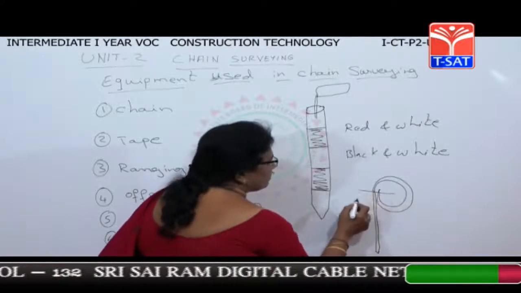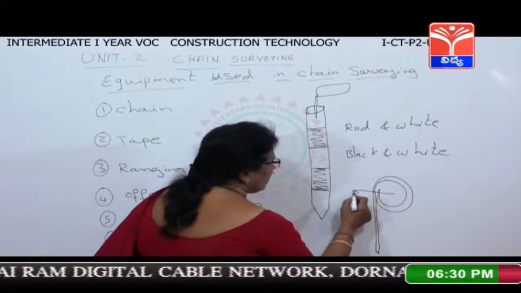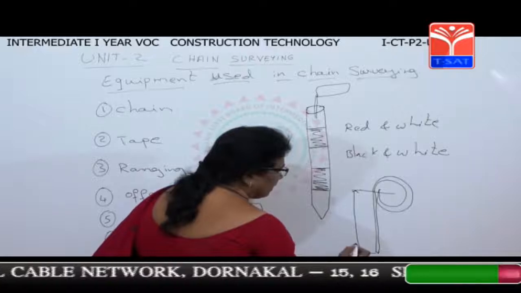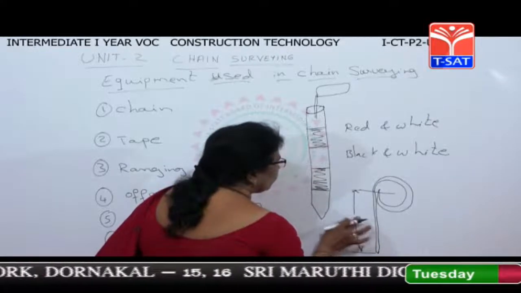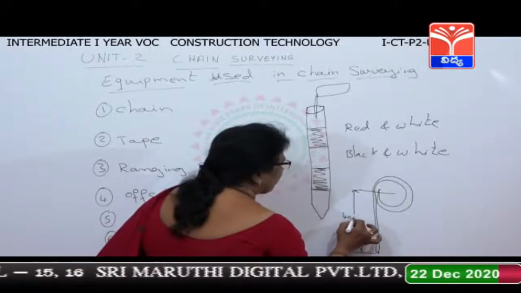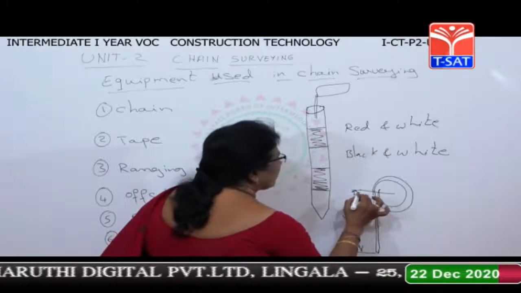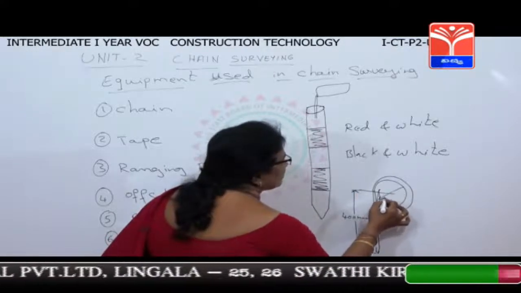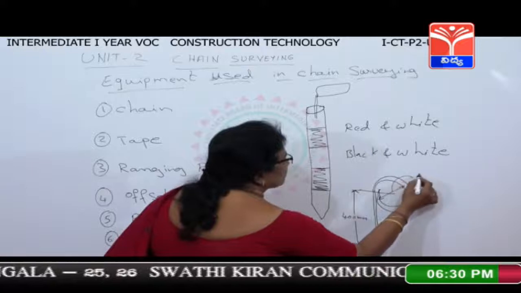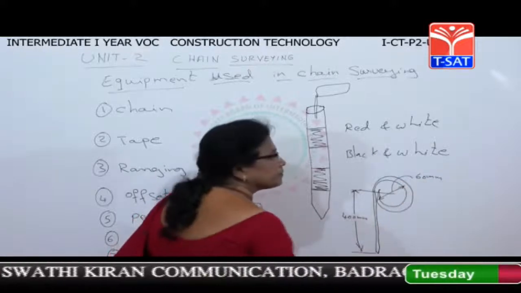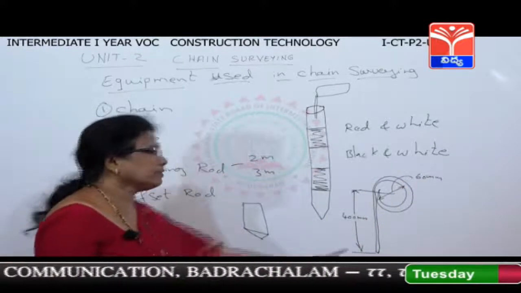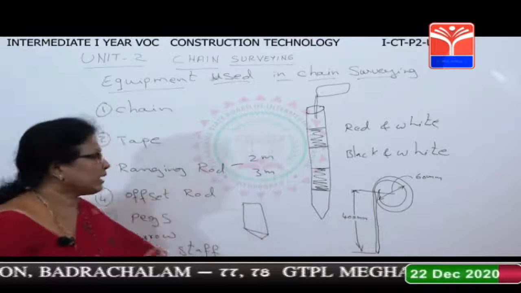From the center of this arrow to the bottom, the height of the arrow is 400 mm, and generally this diameter is 60 mm. This is 60 mm. This is the arrow. Why are we going to use the arrow?